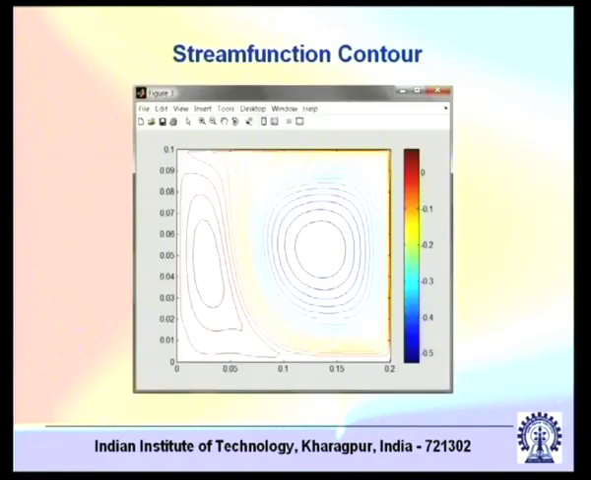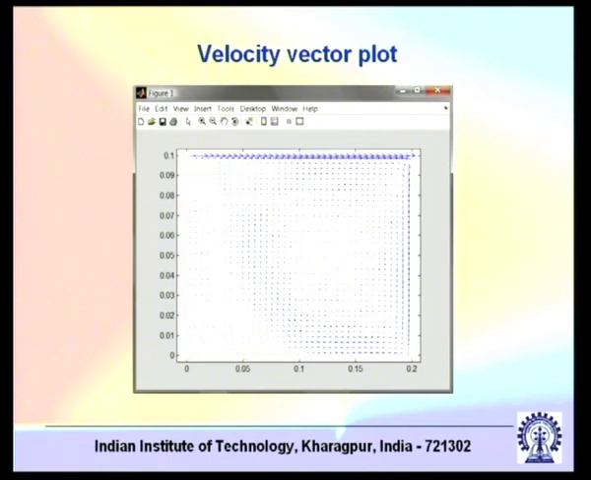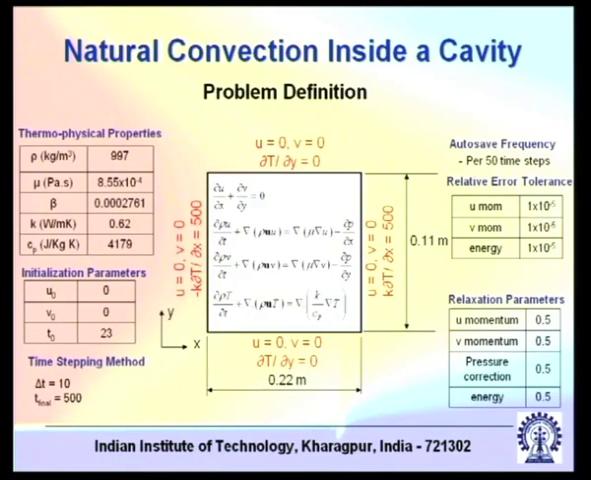So the results that you can get, usually for fluid flow problems, you get results in terms of either streamlines or the contours of the stream function or the velocity vector plots. Now let us go through the second example where heat transfer is also involved. So it is a natural convection inside a rectangular cavity.